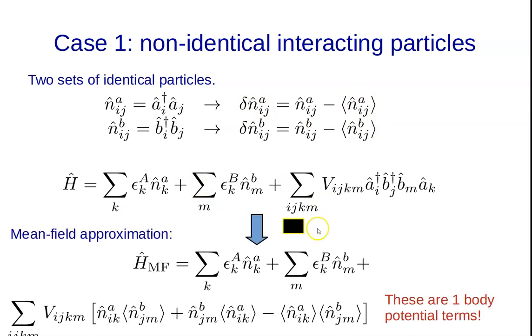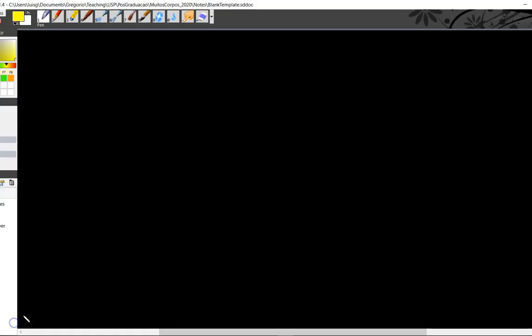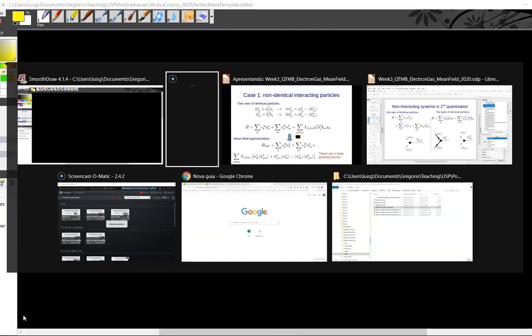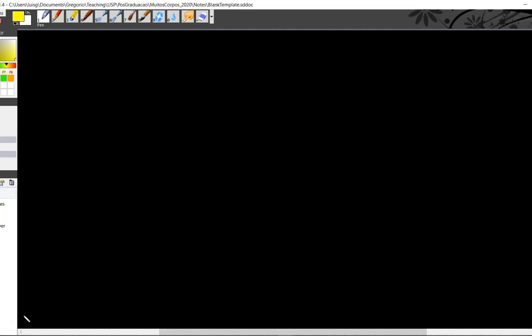To do that, let's go to the blackboard and see that this turns out to be a Hamiltonian that only results in single particle, one body terms. So let's see how it works. The crux of the issue here is that interacting term. The other two terms are essentially single particle already, but that interacting term is different, right? Because we have something like that.